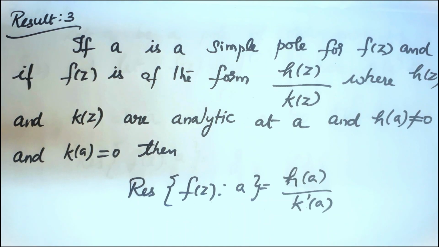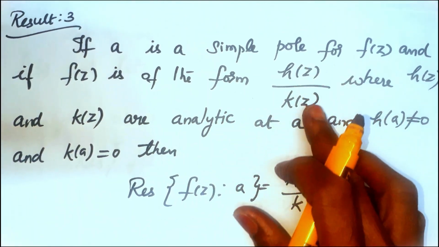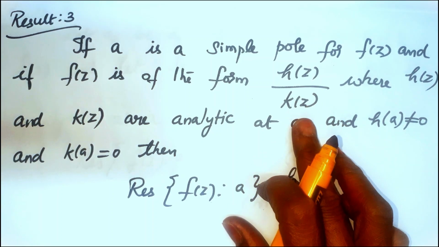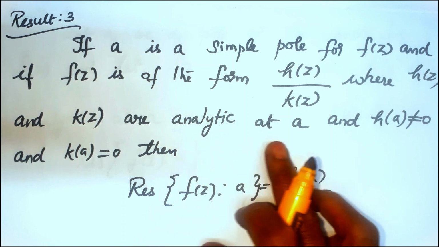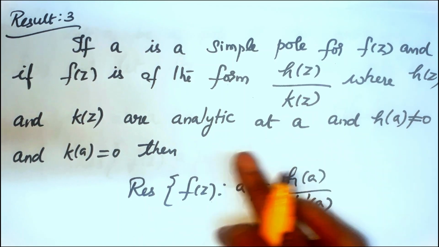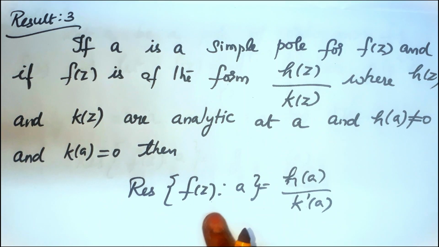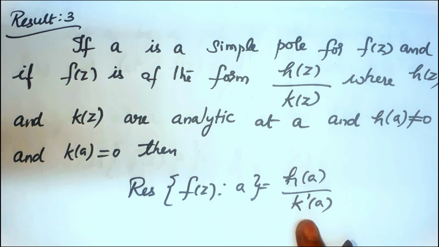The third result is, if a is a simple pole for f of z and f of z is of the form h of z by k of z, that is we have a numerator and a denominator, where h of z and k of z both are analytic at the point a and h of a is not equal to 0 and k of a equal to 0, then residue of f of z at the pole a is h of a by k dash of a.